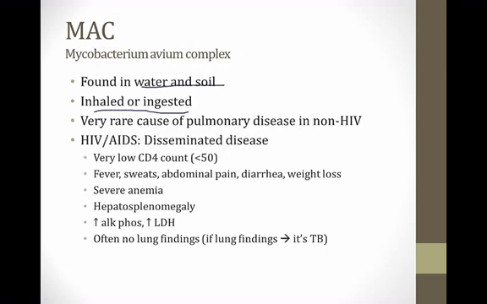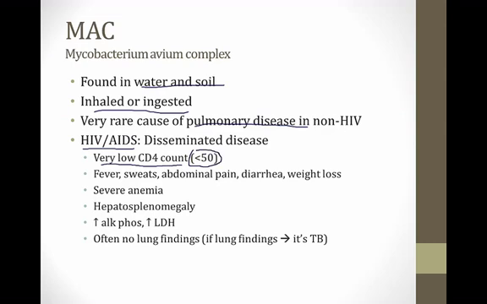It can be inhaled or ingested, and if you don't have HIV/AIDS, it's a very rare cause of pulmonary disease. But what you need to know, especially for step one, is that this can cause a severe disseminated disease in people who have end-stage HIV. So in order to get a disseminated MAC infection, you have to have a very low CD4 count. It has to be less than 50.